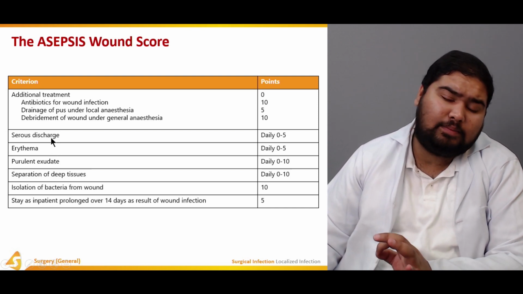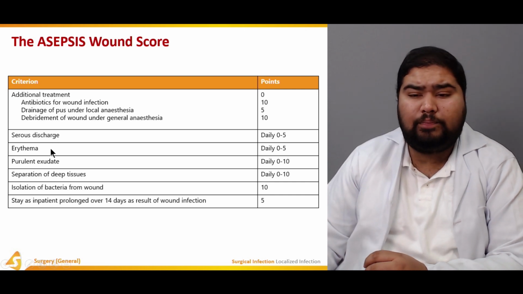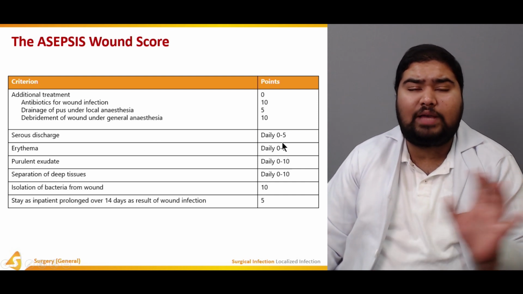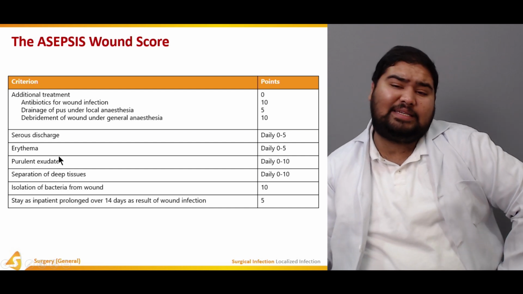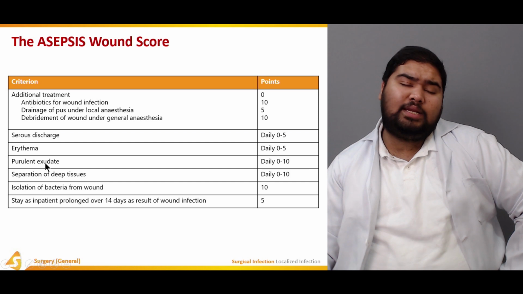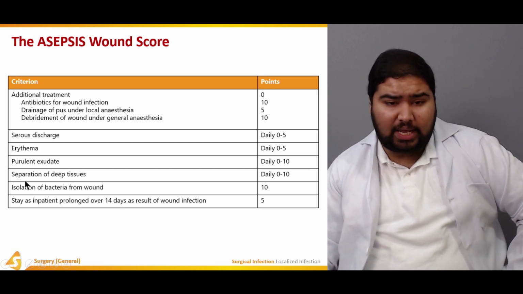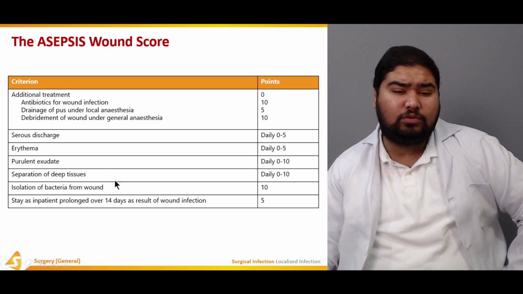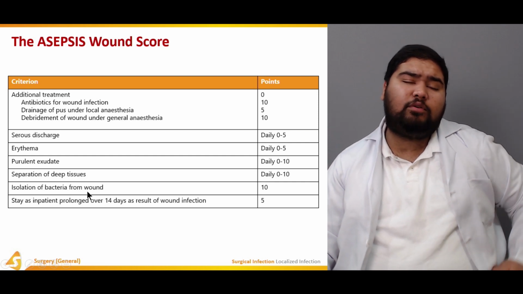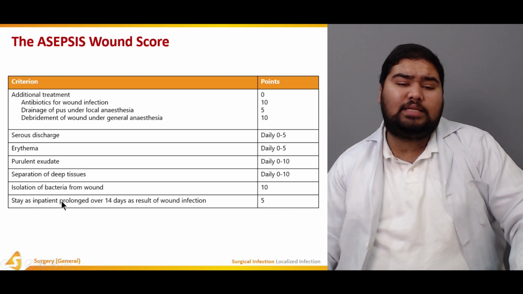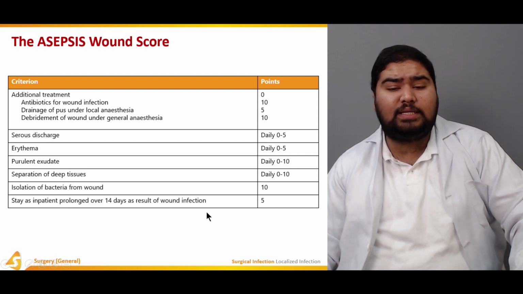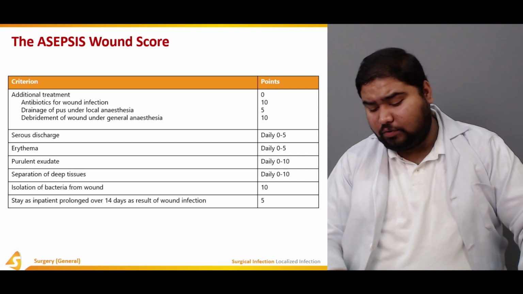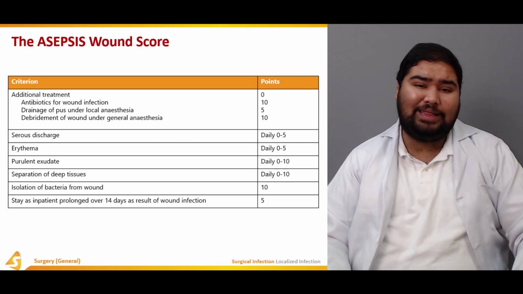If the wound is discharging serous fluid daily, you categorize it from 0 to 5. Then erythema is categorized from 0 to 5 again. Then purulent exudate is checked and categorized from 0 to 10. Then separation of the deep tissue is also categorized from 0 to 10. Now, isolation of bacteria from the wound, and a stay as an inpatient prolonged over 14 days as a result of wound infection, you mark 5 points for each of those as well. This is the asepsis wound score, again not commonly used, but it's still there.